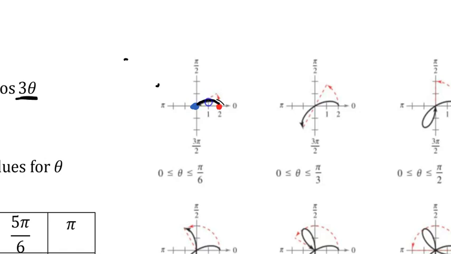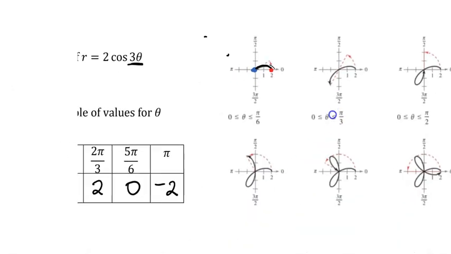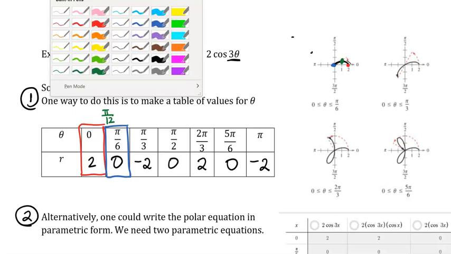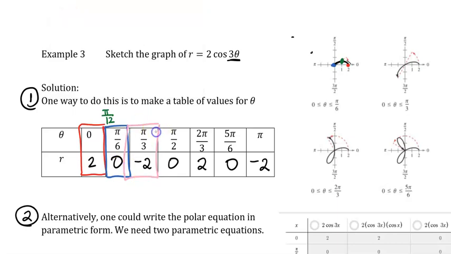So we have this kind of pattern going on so far. Remember, there are more points in between here. For instance, you could have used pi over 12 in between those two, and you probably would have gotten that point right there in the middle. Next, pi over 3, negative 2.